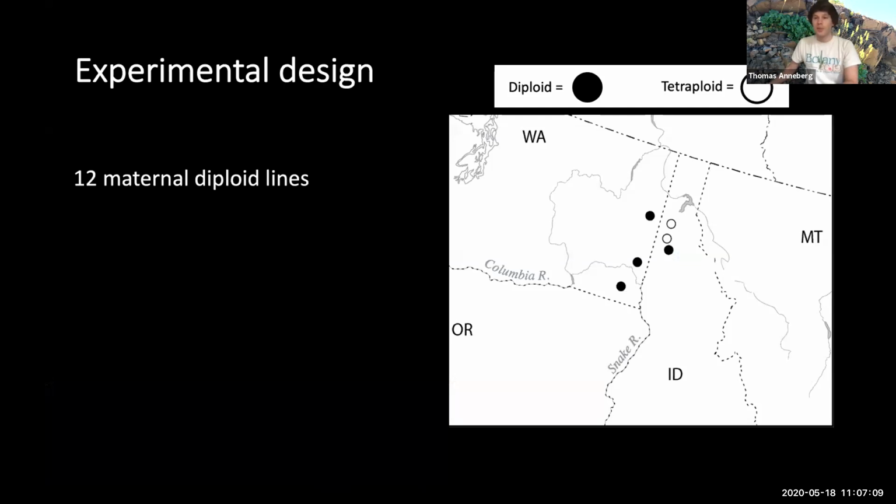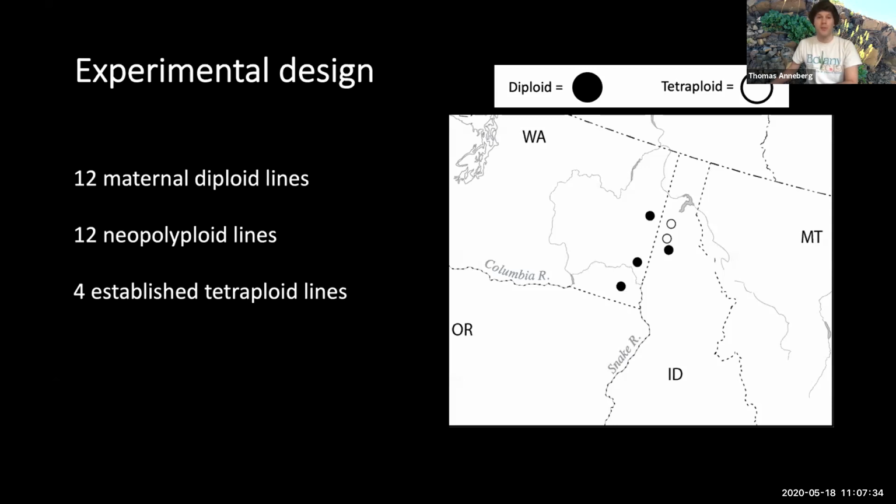So I went up to the Pacific Northwest of the United States again, so mostly Washington, but Idaho as well. I collected 12 maternal diploid lineages from these corresponding 4 diploid sites, these filled circles in Washington and Idaho. And from those 12 maternal diploid lineages, I synthesized a corresponding neopolyploid. And then we also collected 4 established tetraploid lines. So those open circles in the panhandle of Idaho also constitute our 2 sites that we used.